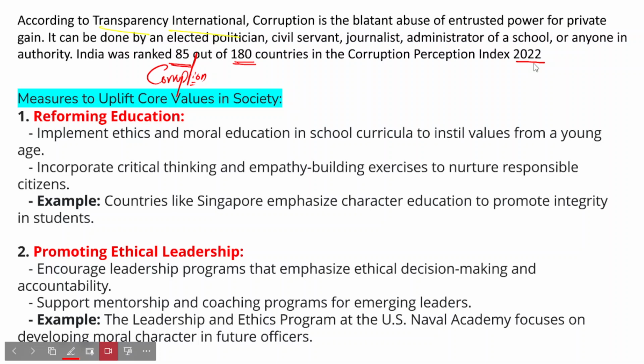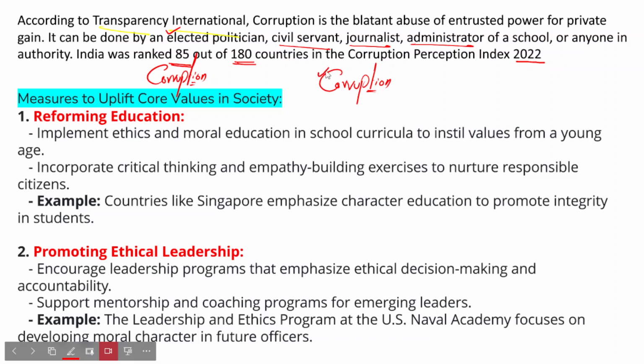in the corruption measure. Corruption is still prevalent at different levels, whether it is with an elected politician, a civil servant, a journalist, or an administrator. So corruption has been prevalent at all levels in India. Earlier I told you there are certain values in each society. Because of the failure of such values, it has resulted in corruption. So corruption has emerged because of the failure of such values.